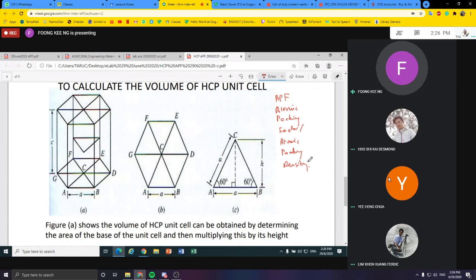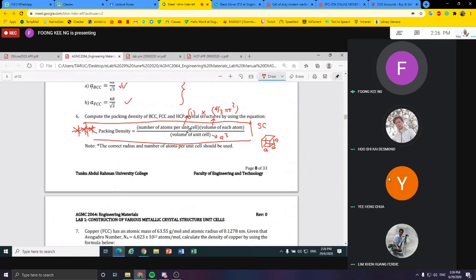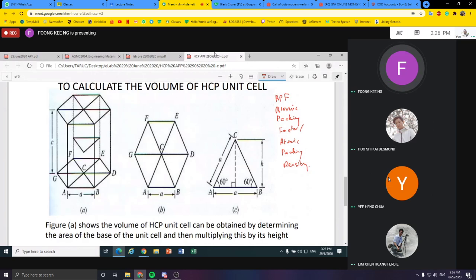All right, so let's look at here. Is this HCP? Yes, HCP. If I want to know the volume of this HCP, why do I need to know the volume? Look back at your formula: you need the volume of the unit cell. The formula requires you to know the volume of the unit cell. Just now the cubic was easy because it's a cube, but the volume of the HCP is this here.